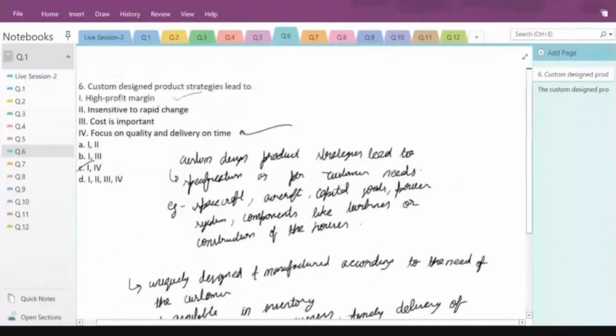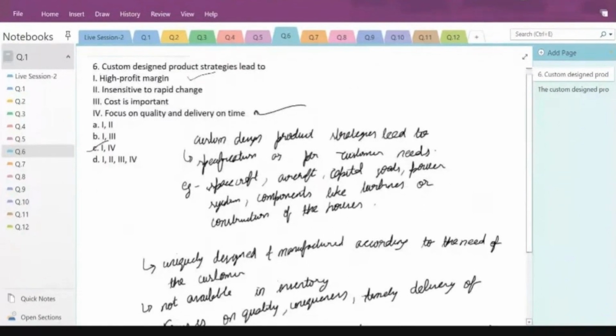Seeing all these options, we know that it is very sensitive to rapid change. We need to constantly upgrade our designs according to the customer or industry we are supplying. That is why cost is not important. Here we are focusing on the quality and timely delivery of the product. So options 1 and 4 are wrong.